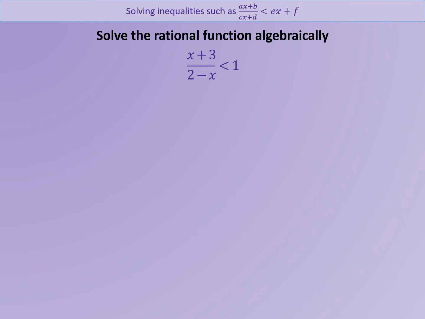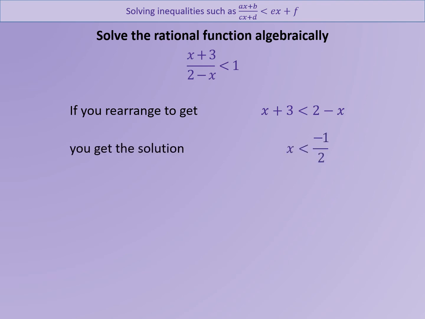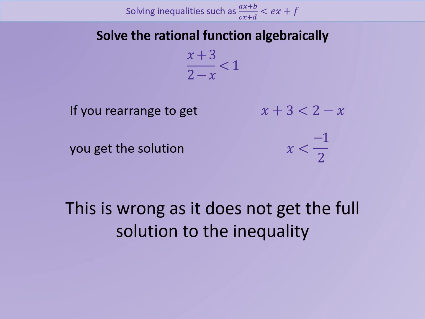Now we're going to have a look at solving the rational inequality algebraically. So the assumption here would be to rearrange. If we multiply the left-hand side and the right-hand side by 2 - x, and then try to solve this, this gives us x being less than minus a half. Now, this is only part of the solution, so this method is incorrect. The reason that this is incorrect is because we don't know whether the denominator is positive or negative.